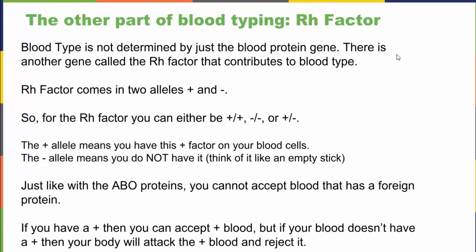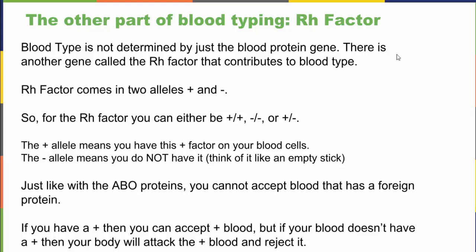Okay, so some of you have probably started thinking, well, wait a minute, what about positives and negatives? Isn't that part of blood typing? It is. This is a different gene completely. So your blood type is determined by these ABO proteins, and it's also determined by something called the RH factor. The RH factor comes in either the positive allele or the negative allele. The positive allele means that you have this factor on your cells. Negative allele means you don't have it.